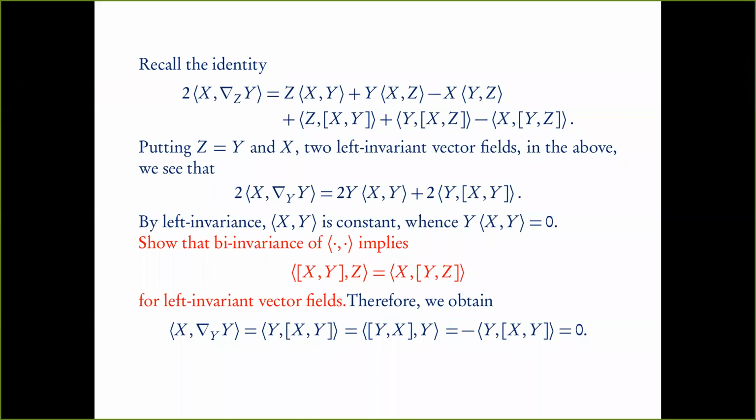So what does this say? This says that nabla yy is 0 because x was arbitrary. It was an arbitrary left invariant vector field, but you have to only evaluate at a point. So nabla yy is always 0, which means the one parameter subgroup associated to y is a geodesic. So I'll just pause for a moment. Are there any questions so far? Any comments?